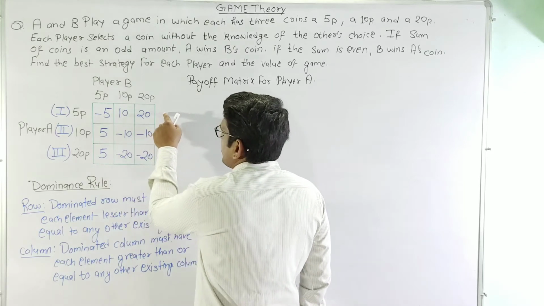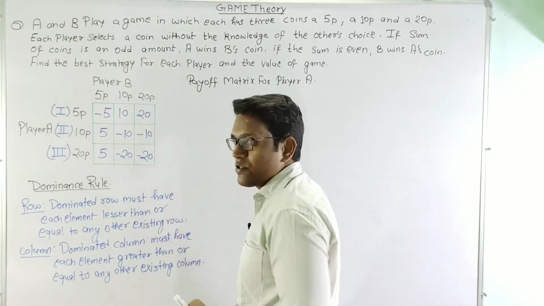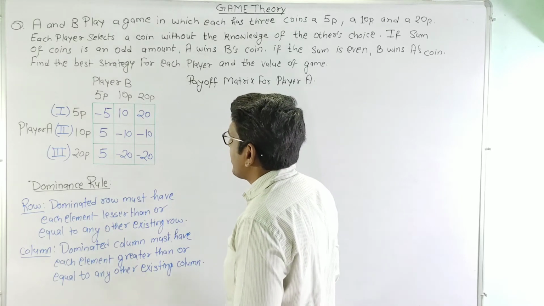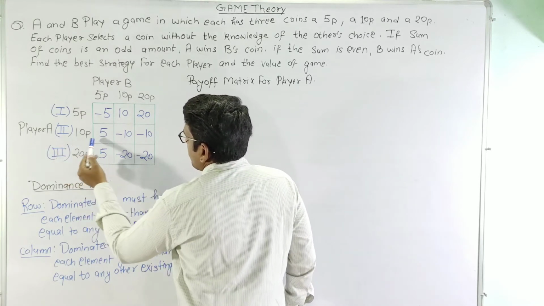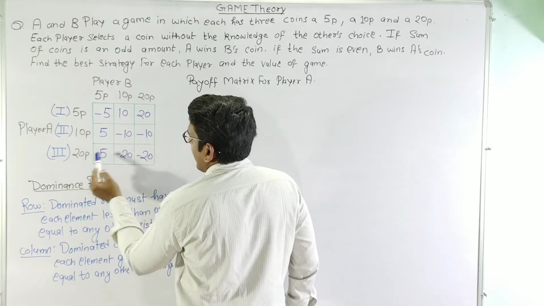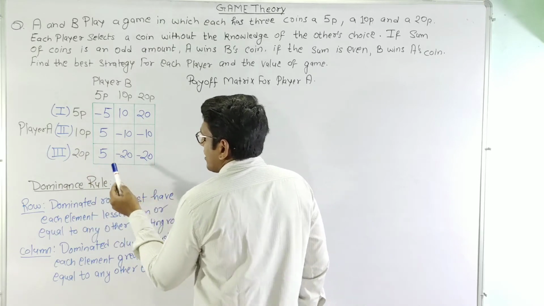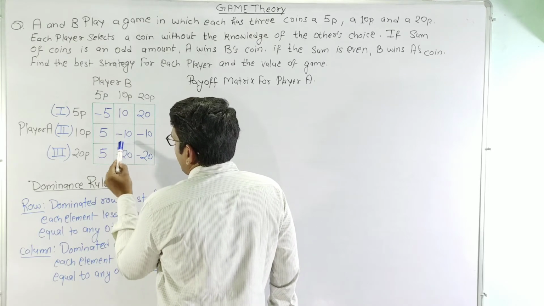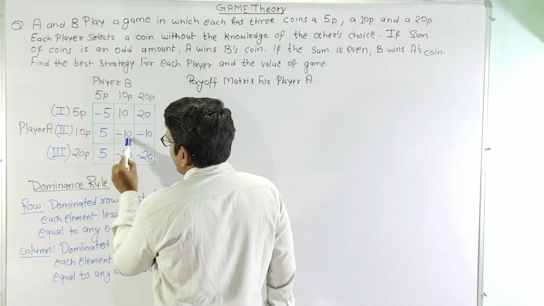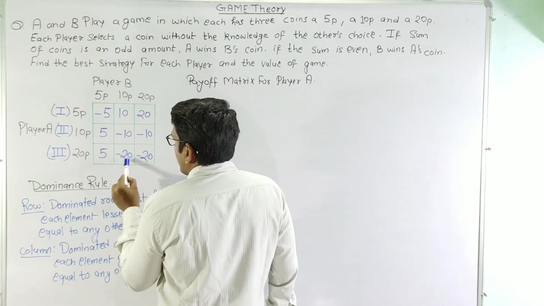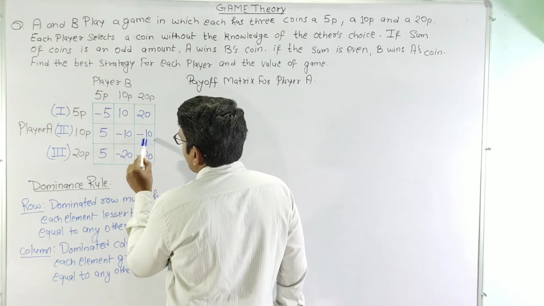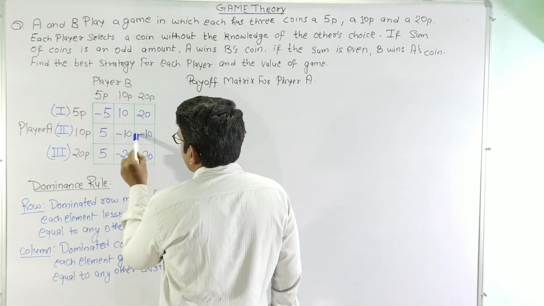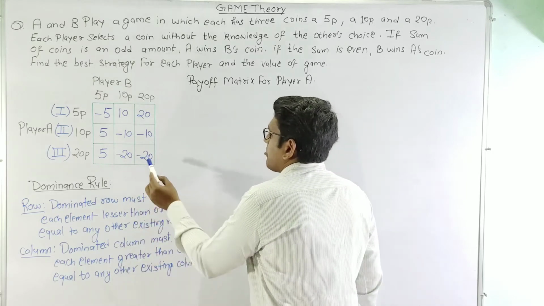So the dominance between 1 and 3 is also not possible. Now let us compare row 2, or we can say strategy 2 and strategy 3. Here 5 and 5, these two are equal. Here -10 and -20, that means this value is greater than this, and here also -10 and -20, that means this value is greater than -20.